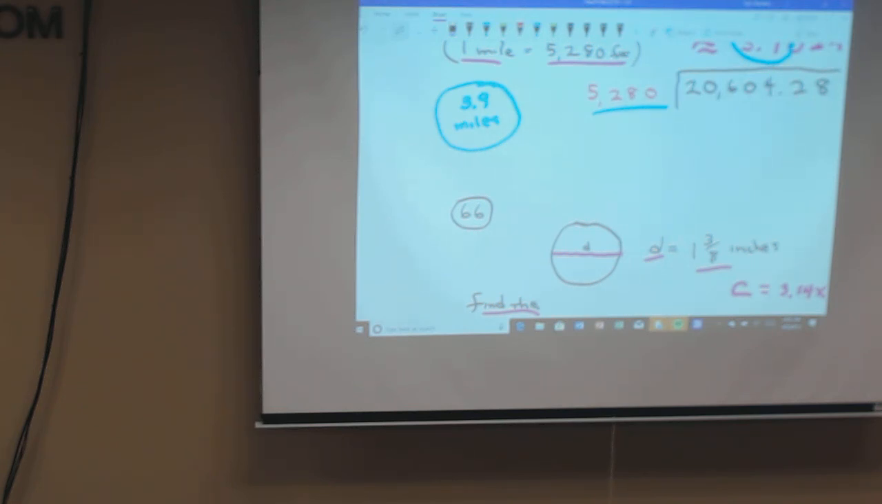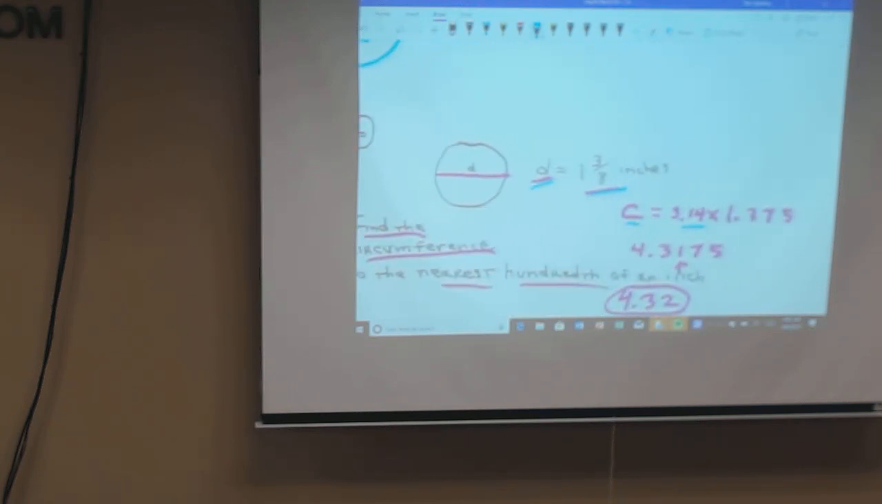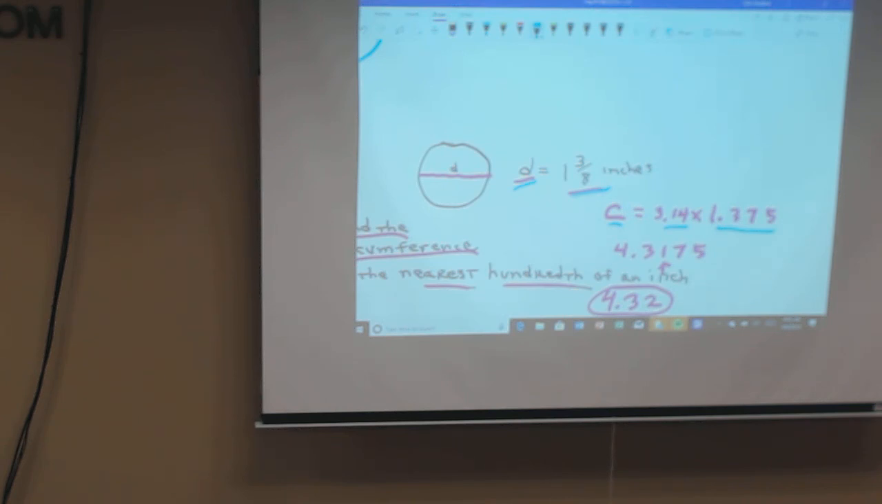So this record has a diameter of 1.38 inches. That's about like that. To the nearest hundredth of an inch, what's the circumference? Well, circumference is just 3.14 times the diameter, 1.375. Where'd you get that? 3 divided by 8 is 0.375, but it's 1.375, so there's a 1 in front of it.